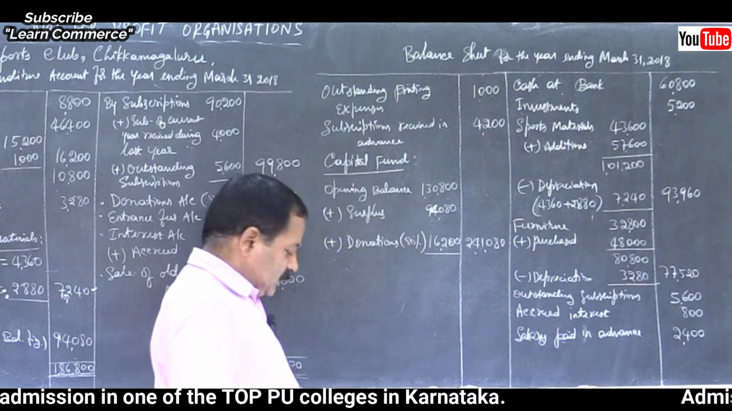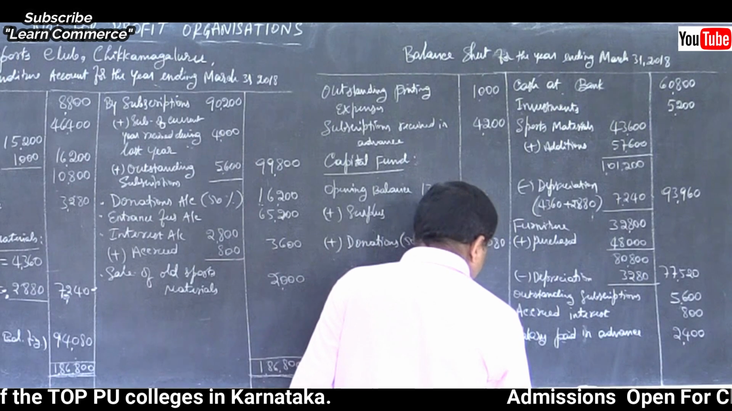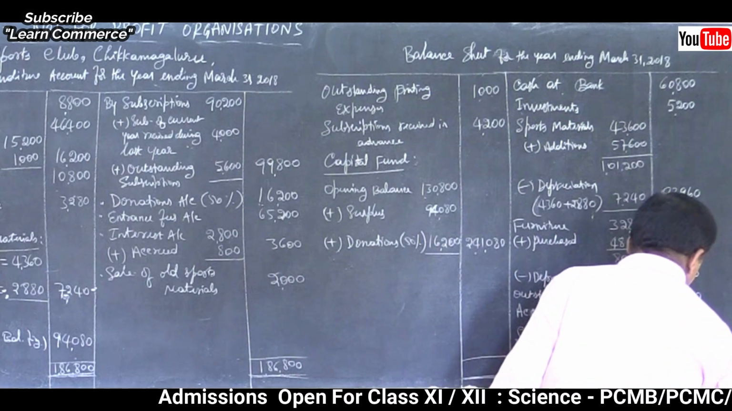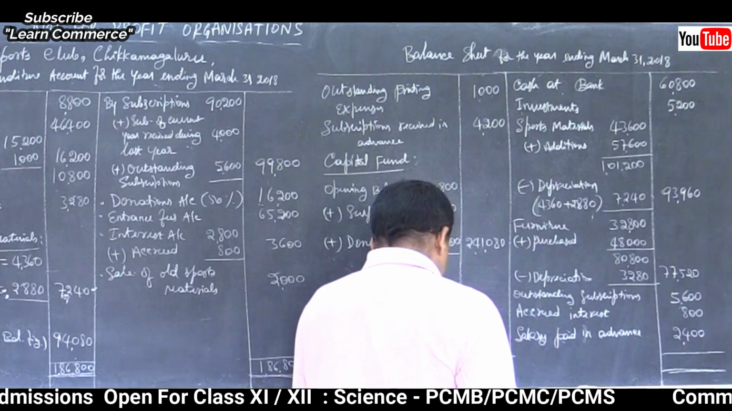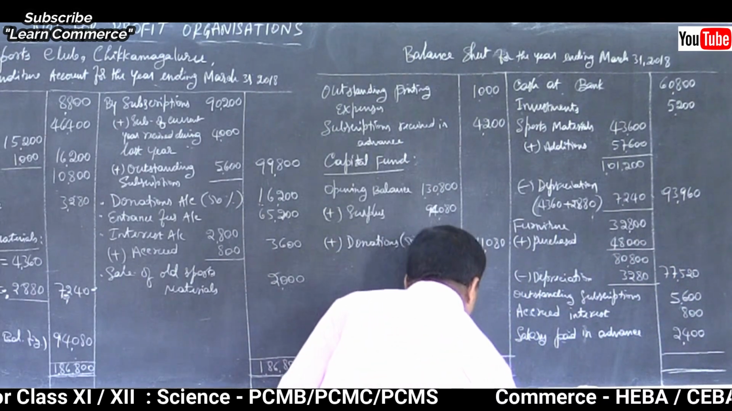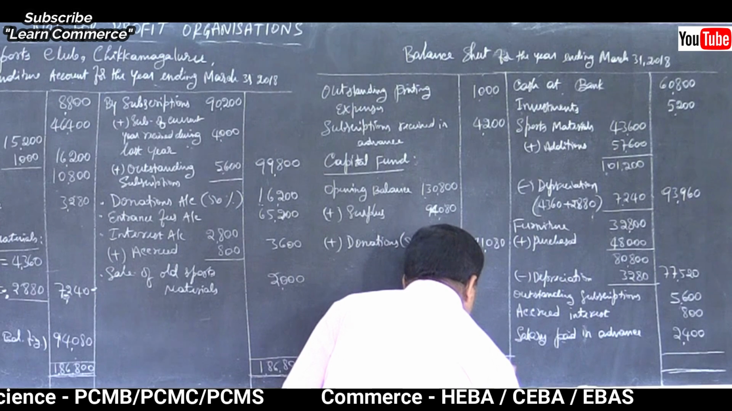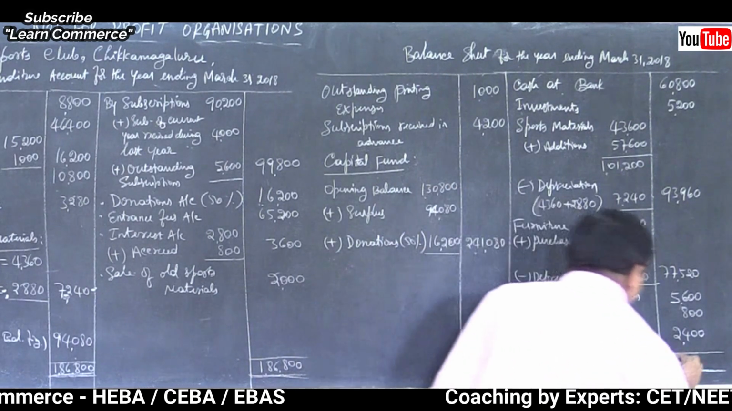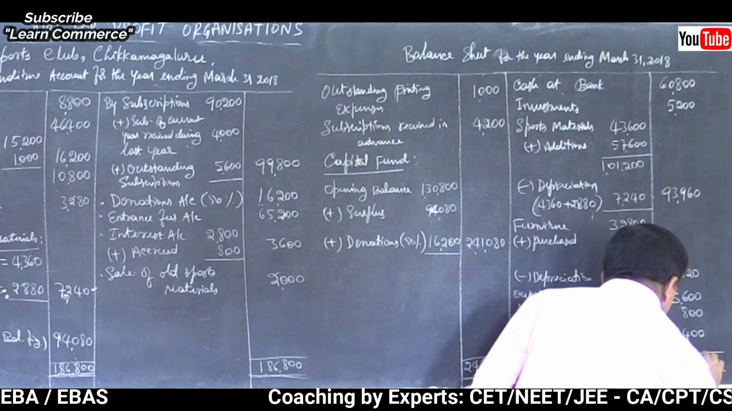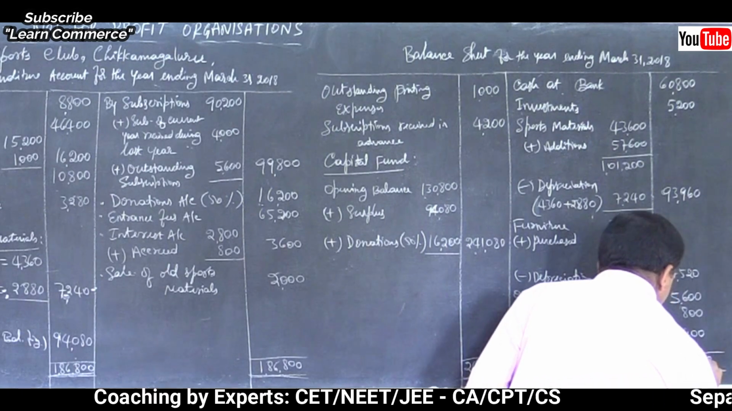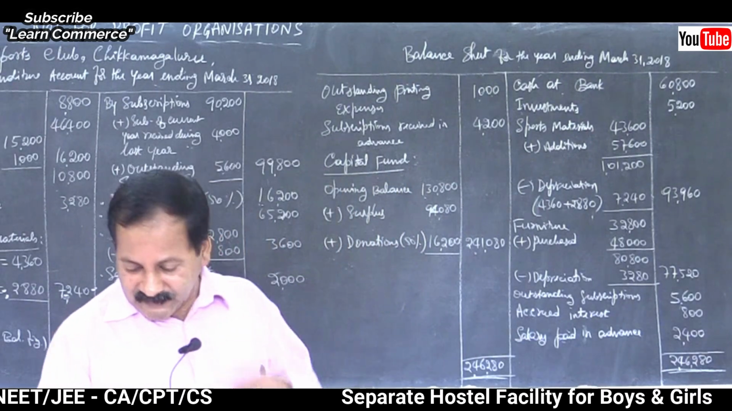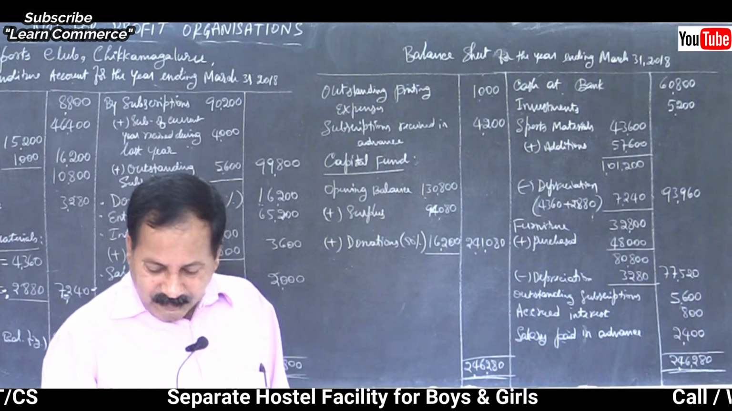Isn't it? That's all. Write the total. It agrees. Total is 246,280. That's all, it's done. Not for profit organization problem number 5 is done.